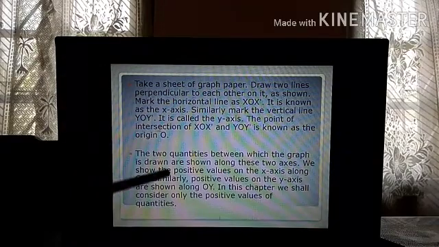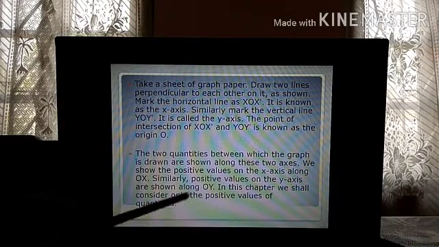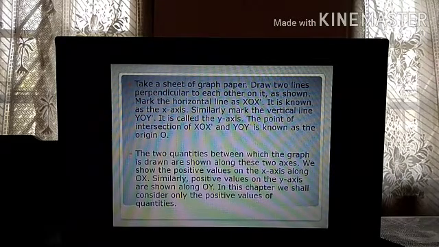Alright. In this chapter we shall consider only the positive values. For maths also I think you are doing only the positive values. You never mark minus 10, minus 20 on the graph. Always you mark positive values. So in this chapter also we will study about the positive values only.